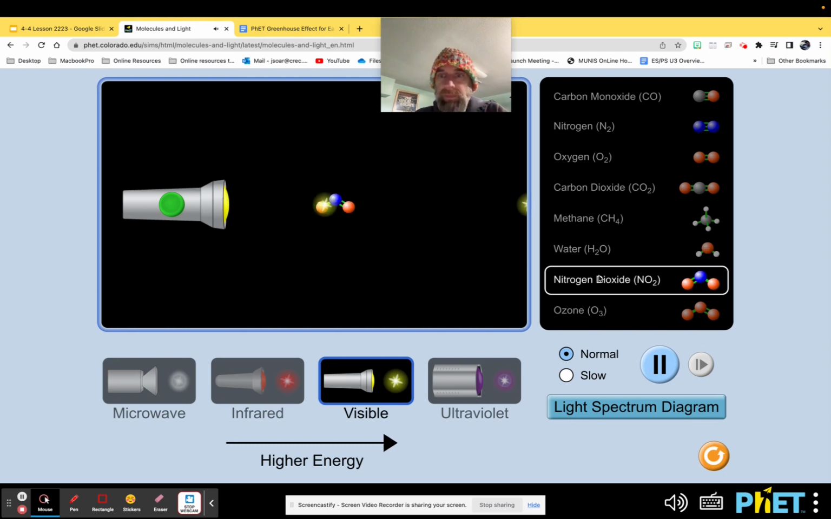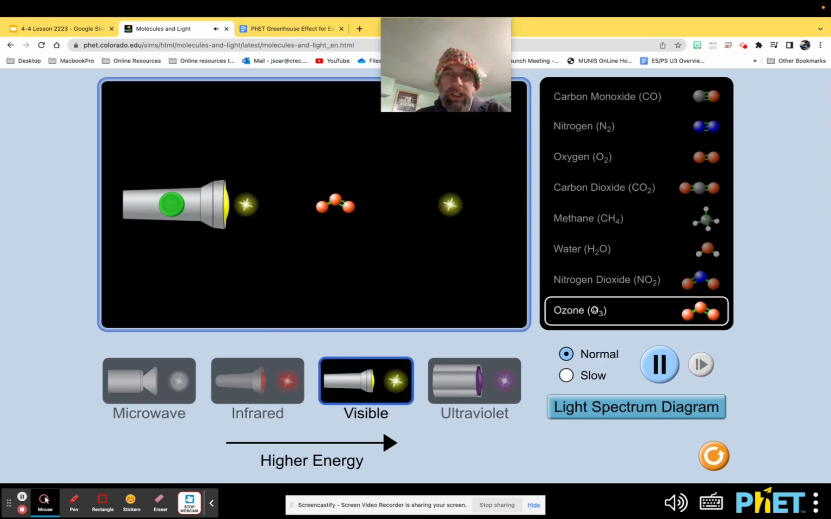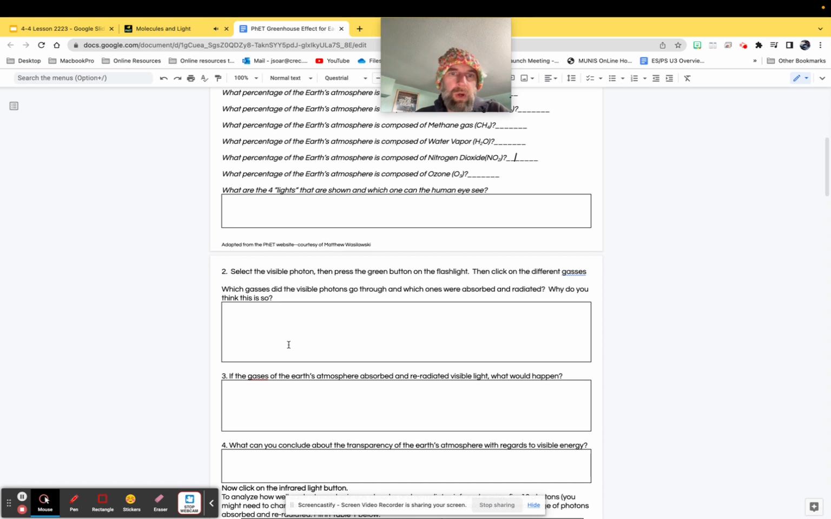Now, nitrogen dioxide's a little different. Some of them go through and then some of them get re-radiated, like out. And then ozone right here, it just keeps blasting right through. So it goes through all of them except for nitrogen dioxide. Why do you think this is so?